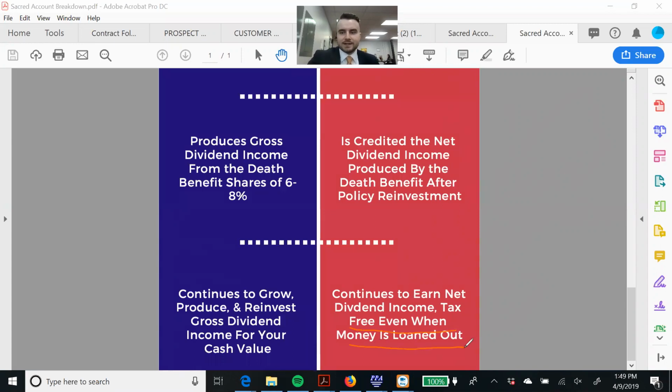So what this looks like is if you're earning a 6% dividend, for example, and you're borrowing at 5% interest, because you borrowed, you're still earning that dividend. Okay, so you're still earning the gross dividend. You're still getting the full growth on the policy as if you never took the money out in the first place, right? So that's the real win on a cash value policy, or a sacred account, as I like to call it.